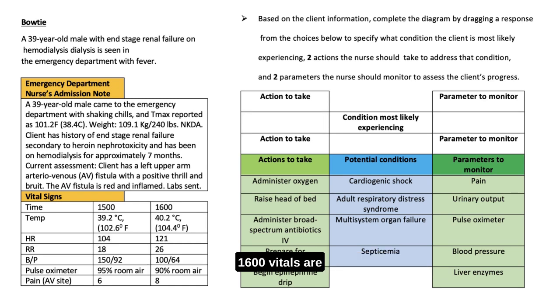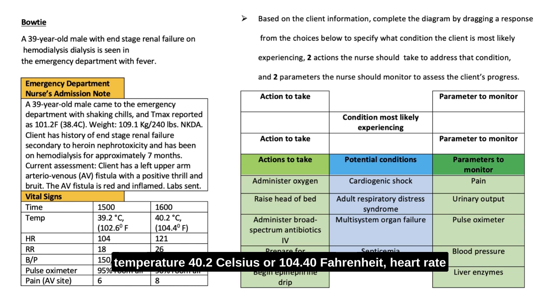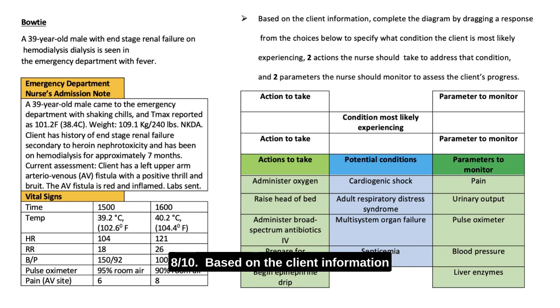1600 vitals are: temperature 40.2 Celsius or 104.4 Fahrenheit. Heart rate 121. Respiratory rate 26. Blood pressure 100/64. Pulse oximeter 90% room air. Pain, AV site, 8 out of 10.